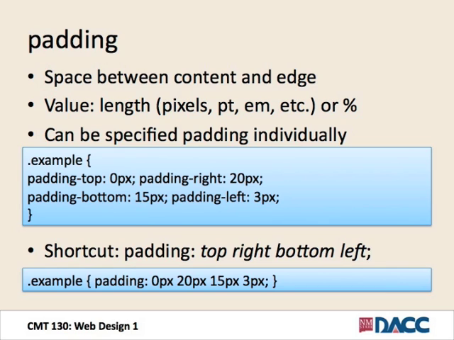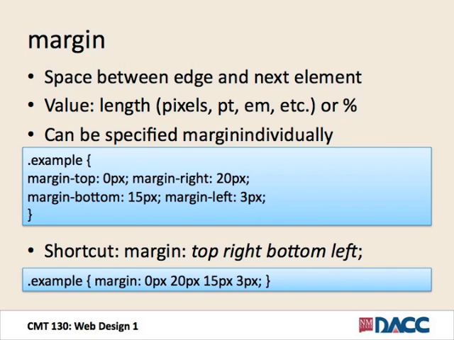Padding is a shortcut property. The values are specified clockwise starting at the top, so top, right, bottom, then left. If you specify only one value, it will be applied to all four sides. Margin specifies the space between the edge of the box and the next element. Like padding, its value can be length or %. It can also be specified individually or as a shortcut margin.